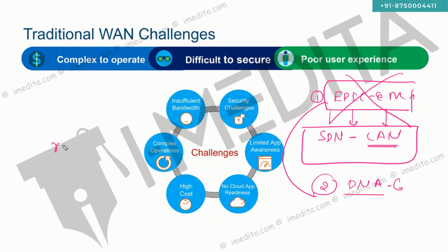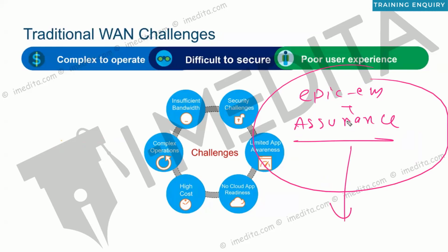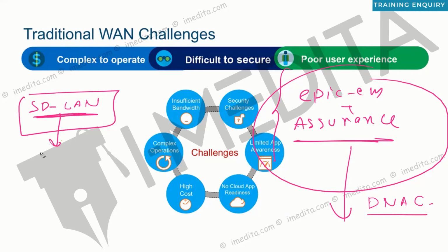So what they did actually, they repurposed the Epic EM controller that they had. They added some assurance features, a lot of monitoring functions, in that Epic EM controller, and they launched a dedicated controller, a dedicated hardware, with the name of Cisco DNA Center, Digital Network Architecture DNA Center. So DNA Center nowadays is the software-defined solution to manage the campus local area network, which is also what we refer to as software-defined access, or SDA.